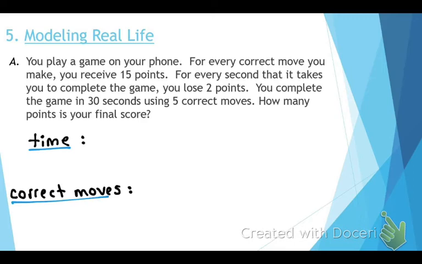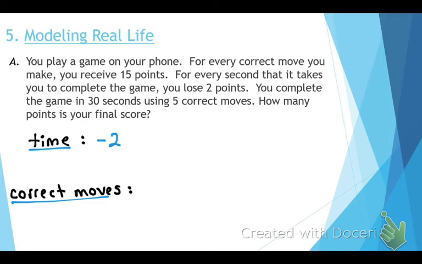What does it tell me about the time? Miley? Times it by 2 because you lose 2 points for each second. Okay, it tells me I lose 2 points for every second I'm playing that game. If I'm losing 2 points, is that positive 2 or negative 2? That's a negative 2. So let's go ahead right there next to the word time. Negative 2. I lose 2 points for every single second it takes me. Does my original problem tell me how many seconds it took me? Yes. It took me 30, okay?